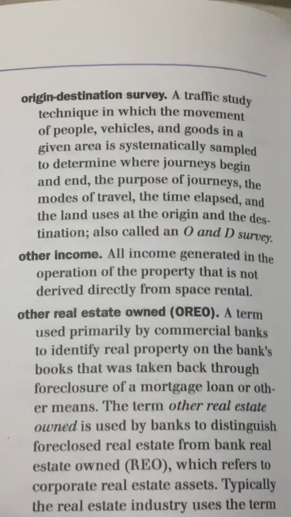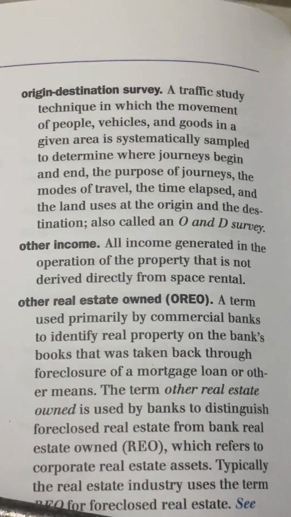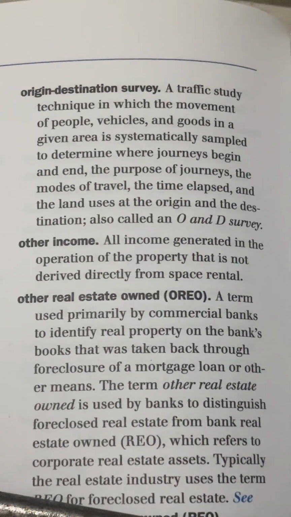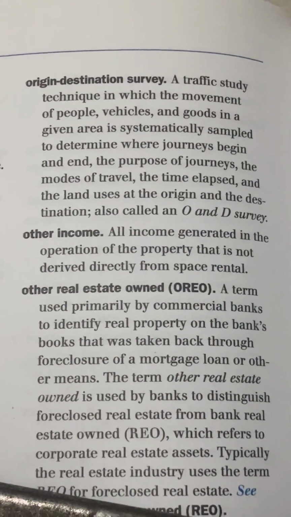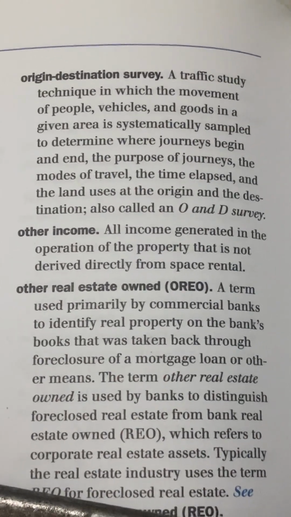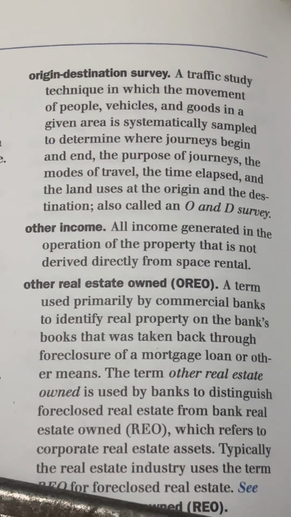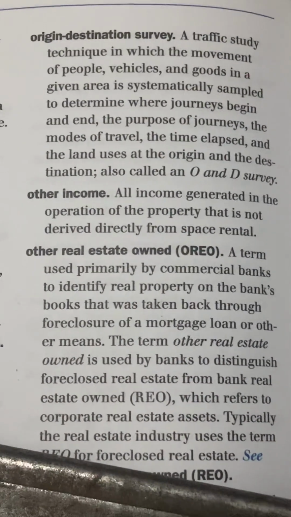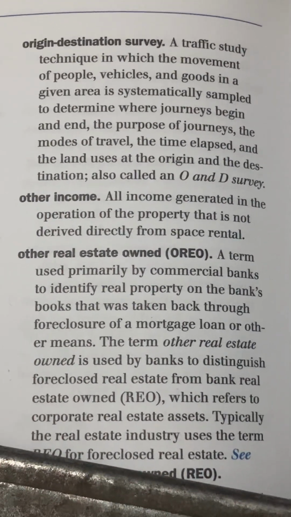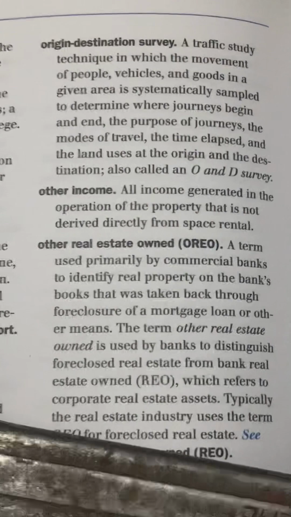Origin destination survey. A traffic study technique in which the movement of people, vehicles, and goods in a given area is systematically sampled to determine where journeys begin and end, the purpose of journeys, the modes of travel, the time elapsed, and the land uses at the origin and the destination, also called an O&D survey. Other income. All income generated in the operation of the property that is not derived directly from space rental.